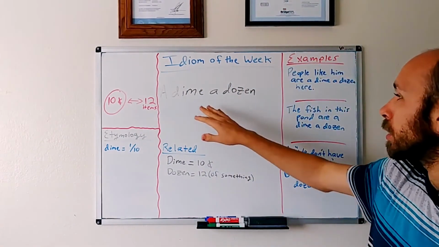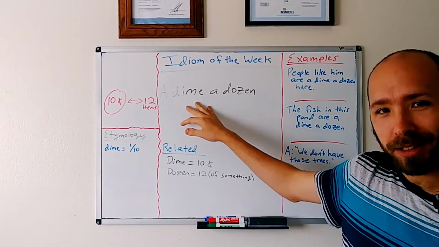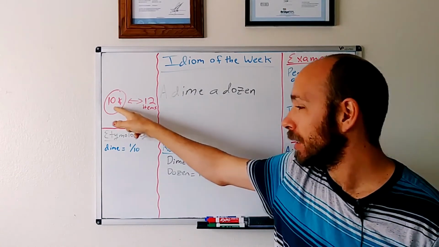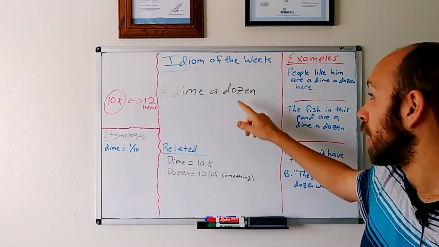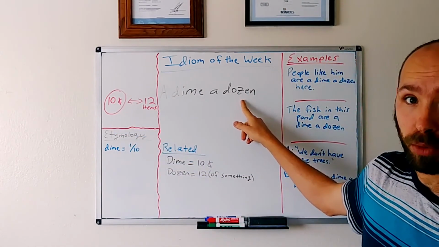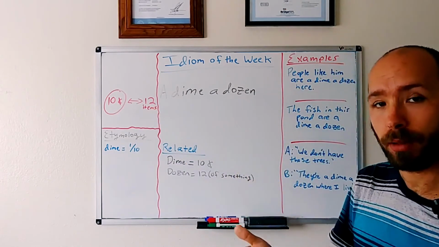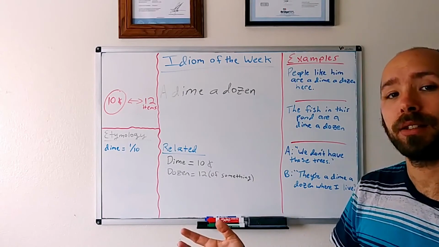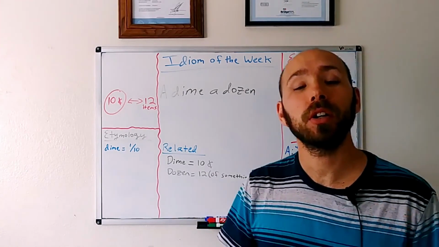Okay, so this is a pretty simple idiom. On the surface, it doesn't seem to make any sense, as most idioms don't. We're not really talking about a dime, meaning 10 cents. And we're not even really talking about a dozen of something, meaning 12 of that same thing. But it should be pretty clear how the meaning is just that something is very common.